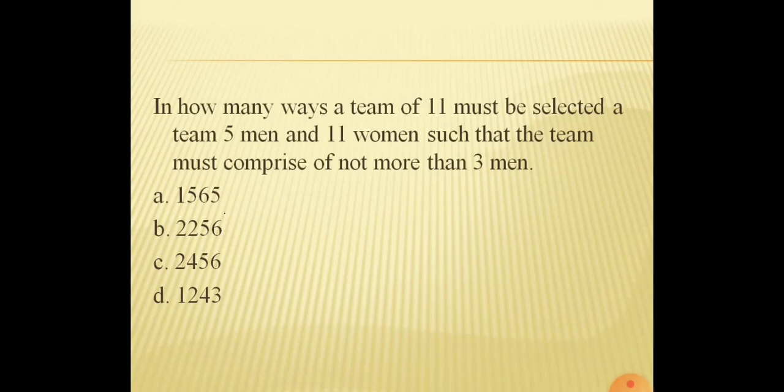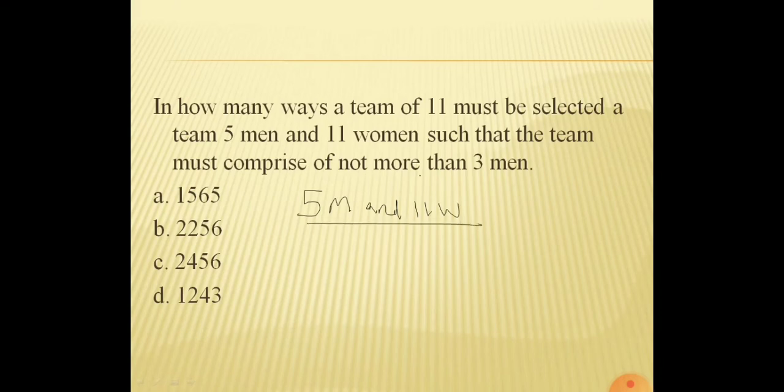How many ways can a team of 11 be selected from 5 men and 11 women, such that the team must comprise not more than 3 men? So the team should not have more than 3 men. There are 11 women and 5 men, and we have to form a team of 11 members. So how can it be done? There are 5 men and 11 women, right?